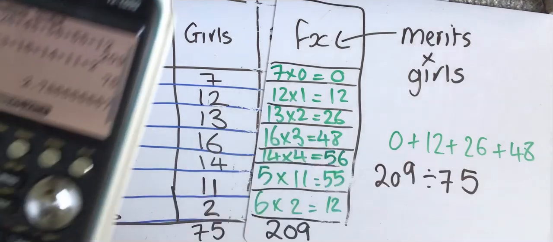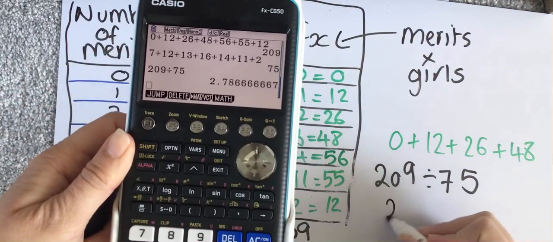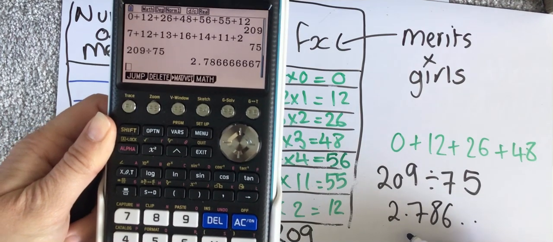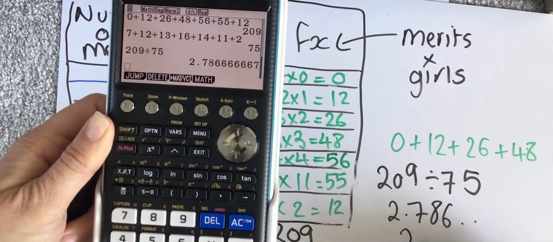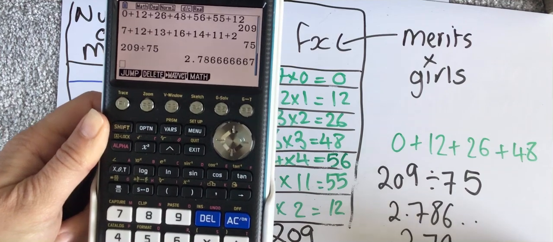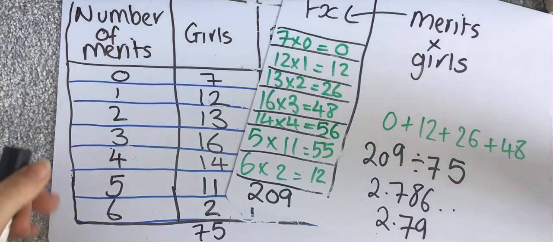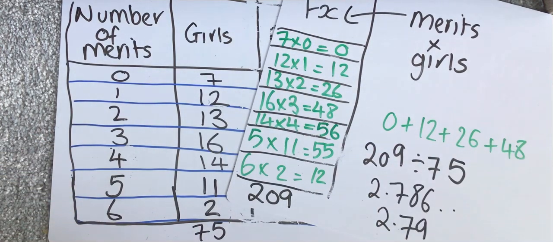And I end up with this lovely number here, 2.786 and so on. You will probably want to round it. It might ask you in the question. In this case, I'm just going to round it to 2.79. Okay, it is okay to get a decimal answer with these. It is likely that you will get a decimal answer, basically because we're doing what's called estimating the mean. We're not going to get an exact answer. It is likely to be a decimal answer. So don't panic if you suddenly get a decimal.